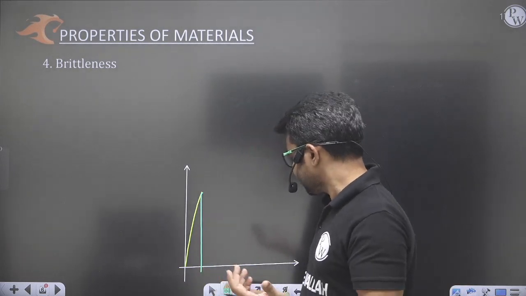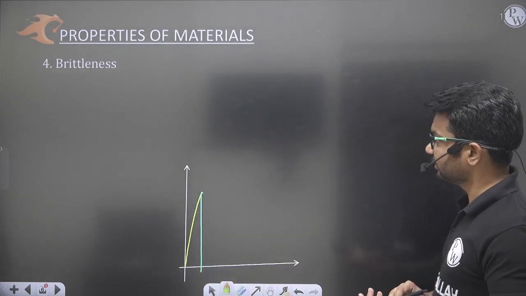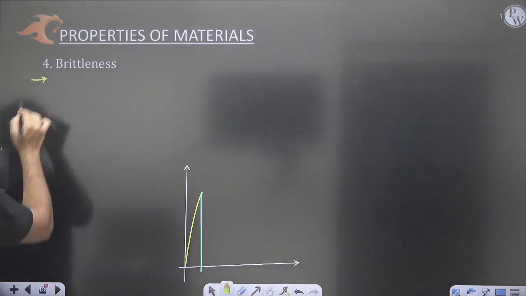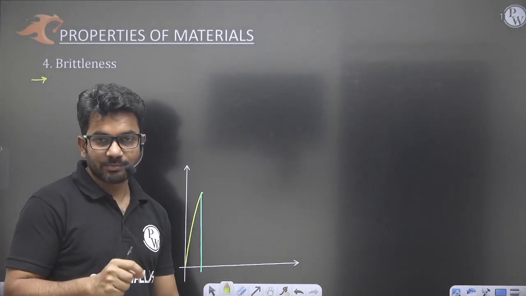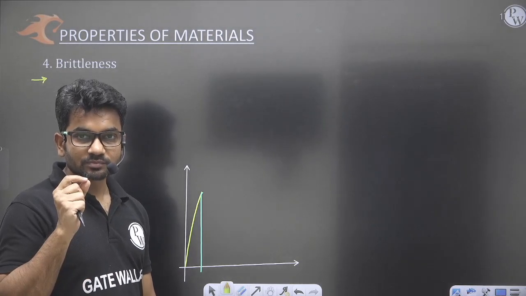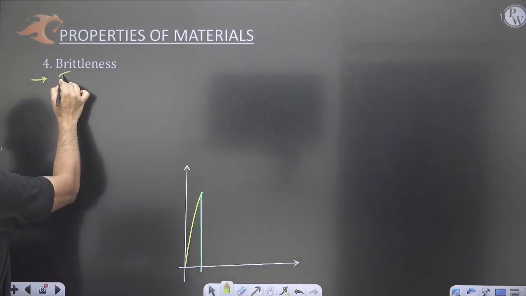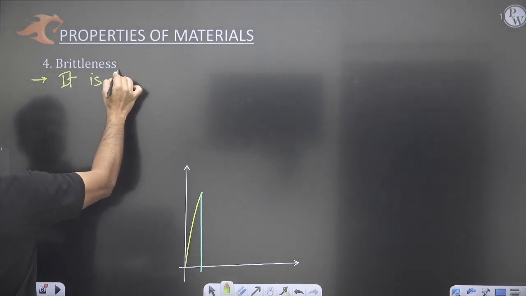Concrete will also undergo very less strain and it will fracture at very less strain. So these types of materials are called brittle materials. Okay, so brittleness is the property. What is the property? It is the property by which material will fracture under very less amount of strain.